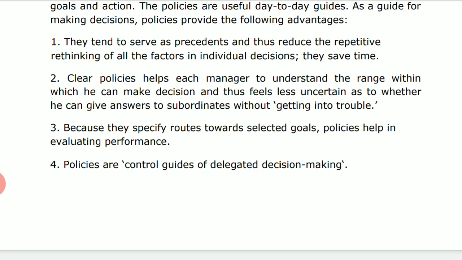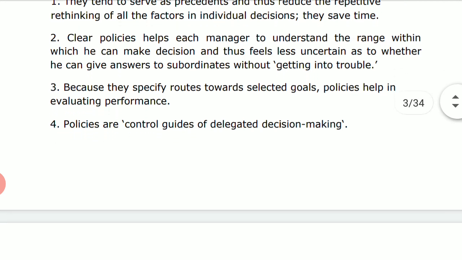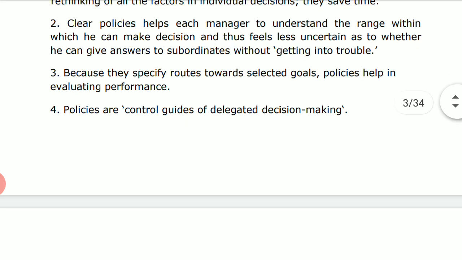Fast or quickly, saving the time, right? So clear policy helps each manager to understand the range within which he can take the decisions. So it is very important that clear policies guide the manager in which range he has to take up the decision. Thus he feels less uncertain as to whether he can give the answers to the subordinates without getting into trouble.